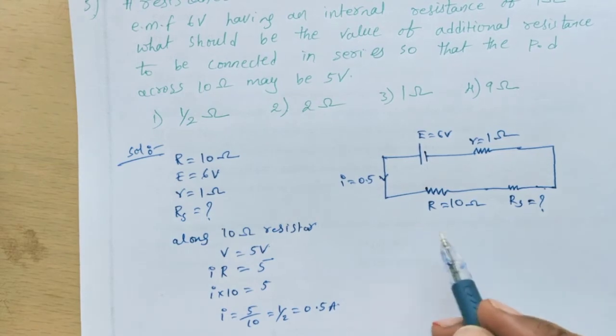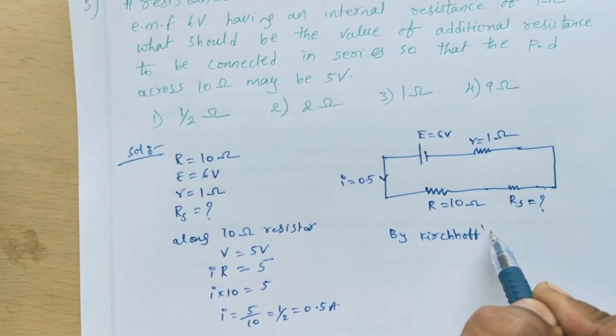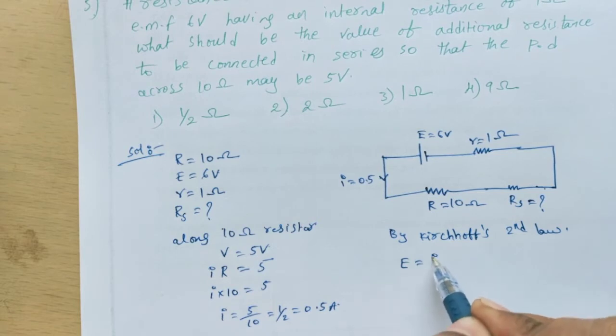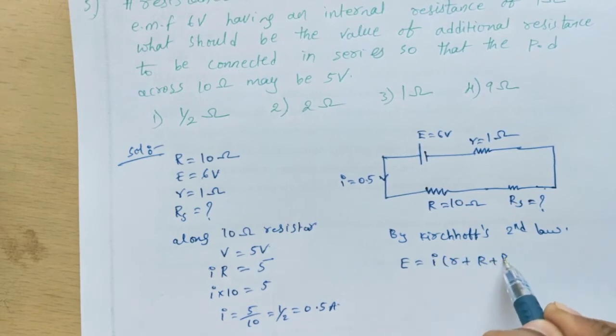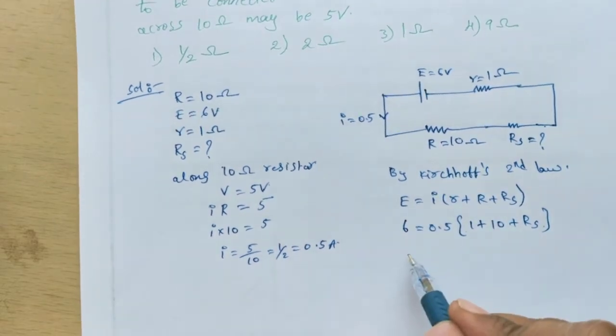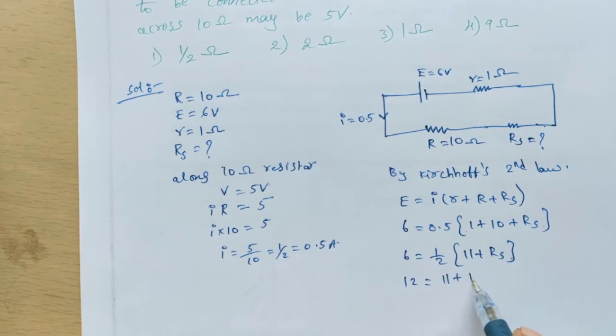By Kirchhoff's second law, we have the notation E is equal to I into small r plus capital R plus Rs. So now E value is equal to 6, I is 0.5, small r value is equal to 1, and capital R is 10 is given. Now this is Rs. So students, this one we can represent like this: 6 is equal to 1 by 2 into 11 plus Rs. So now 12, on cross multiplication, is equal to 11 plus Rs.